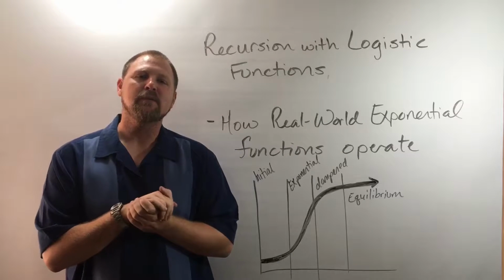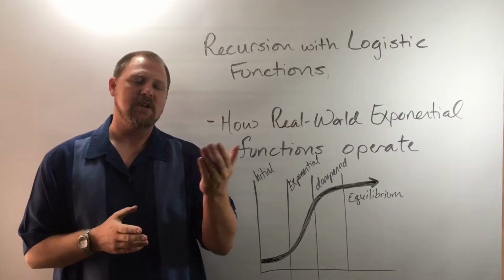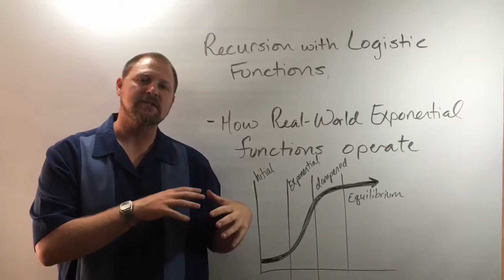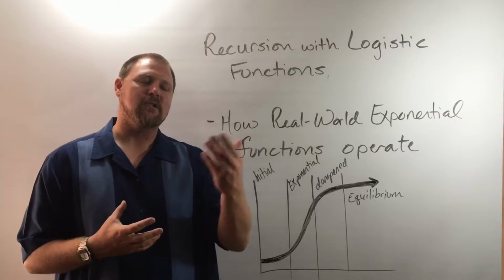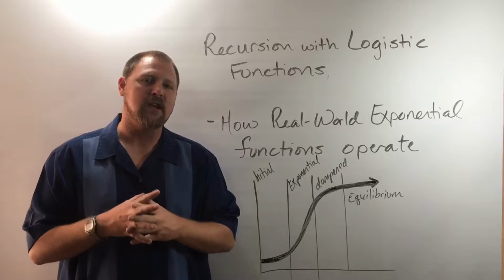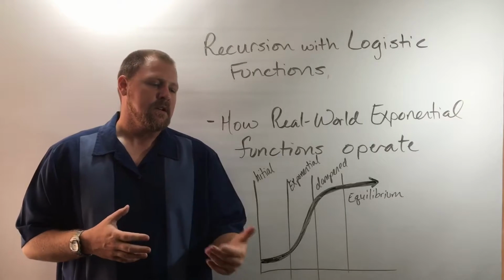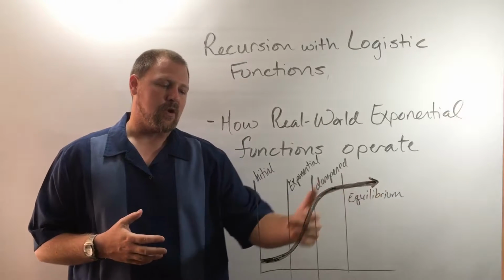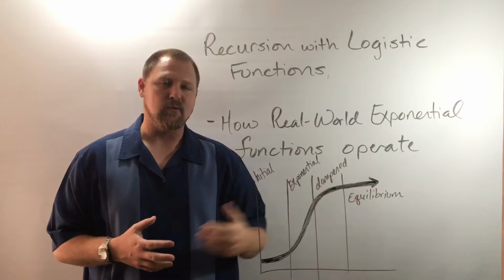Last in this unit, Unit 5, we talk about recursion with logistic functions. The way that I introduce this to the kids is because we've already talked about exponential regression. Now I want to look at how exponential equations or exponential regression truly operates in the real world with some minor exceptions. Here we have the 4 stages of growth. We have the initial stage, the exponential stage, dampening, and equilibrium.